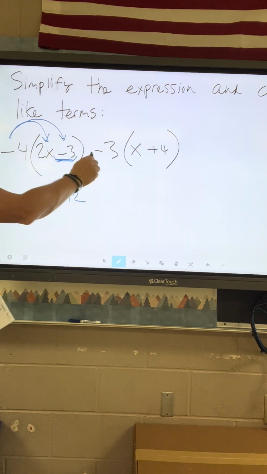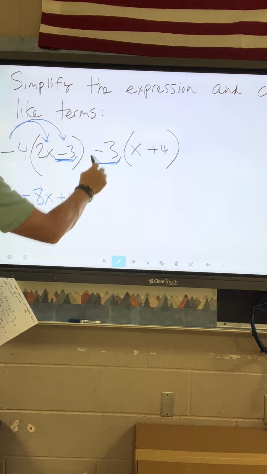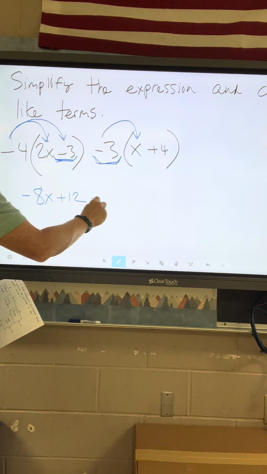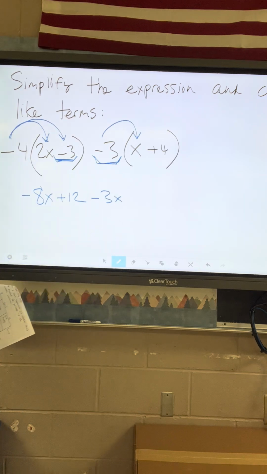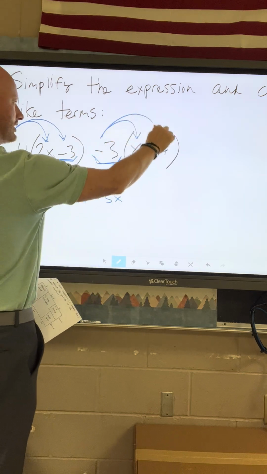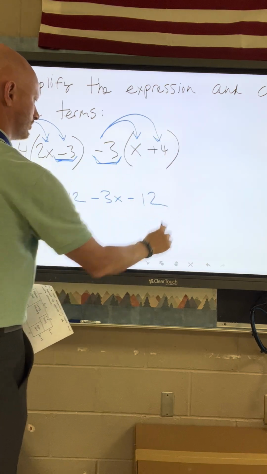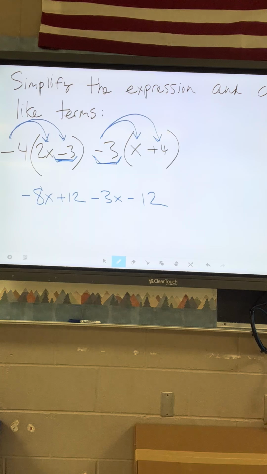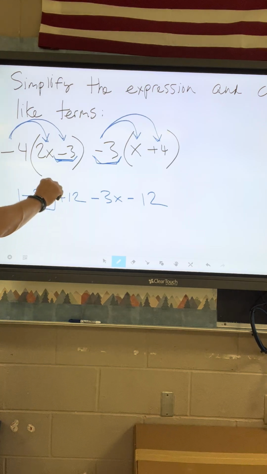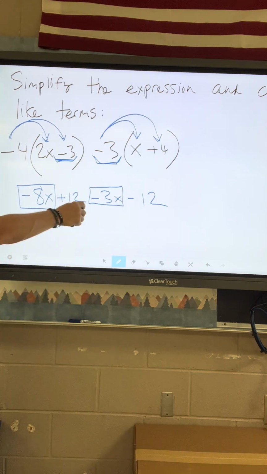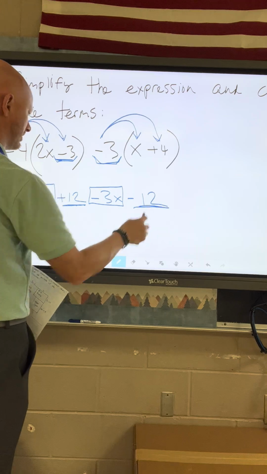Now I'm just going to jump over here. Remember, we're dealing with a negative 3 here, right? So negative 3 times positive x gives me negative 3x. And negative 3 times positive 4 gives me negative 12. Now we need to combine our like terms. So I've got a negative 8x right here and a negative 3x right here, and then I have my two constants right here.